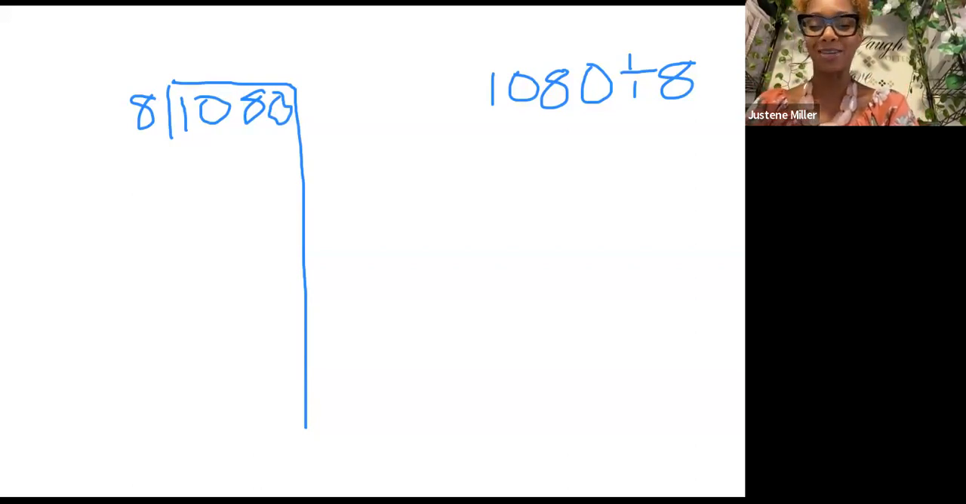My pen doesn't want to work. I'm not sure why, but we'll figure it out.